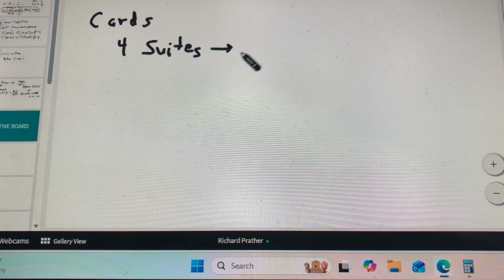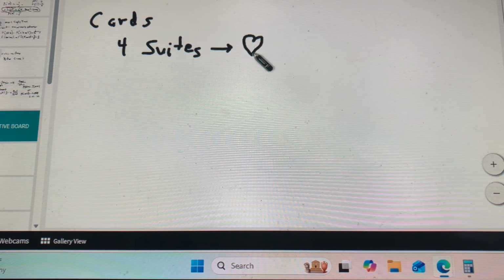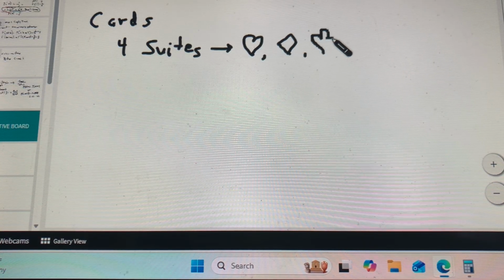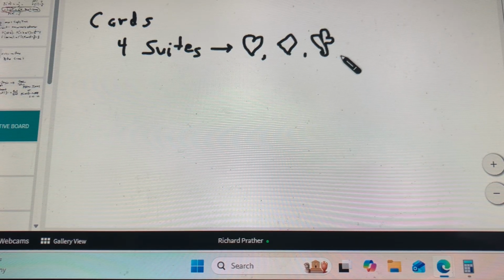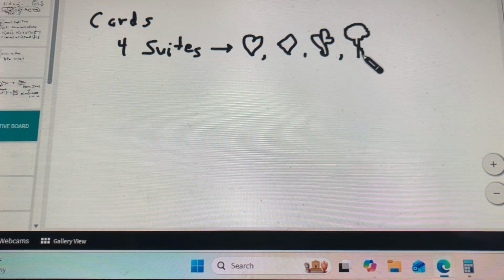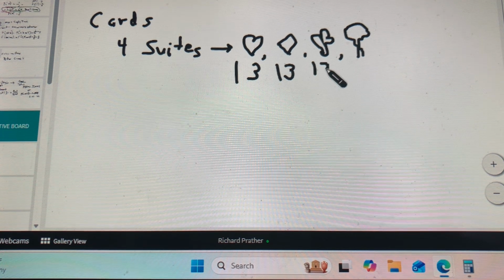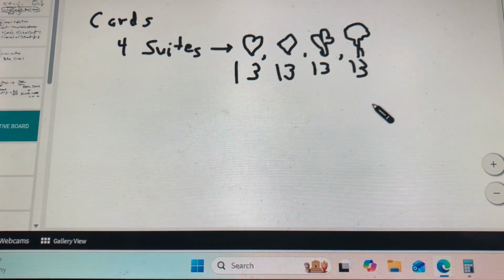There are hearts, diamonds, clubs, that's kind of like a 4-leaf clover, and spades, which is kind of like a shovel. And then each one of them has 13 in them. There's 13 hearts, 13 diamonds, 13 clubs, and 13 spades.